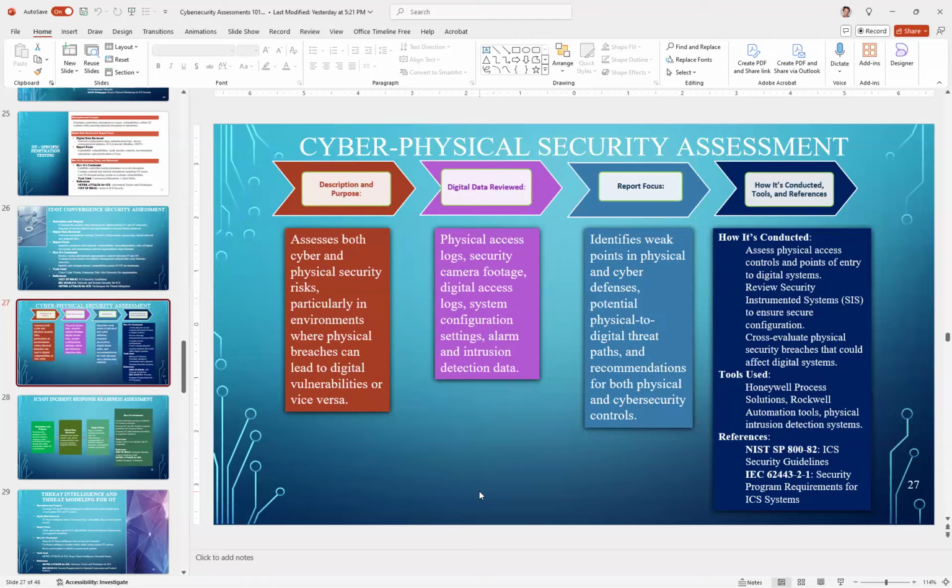It is done by assessing physical access controls and points of entry to digital systems. The SIS is looked at to ensure secure configuration, and to cross-evaluate physical security breaches that could affect digital systems. That's how it's done. The tools that are used are Honeywell Process Solutions, Rockwell Automation tools, and physical intrusion detection systems. NIST and IEC are looked at for those references.